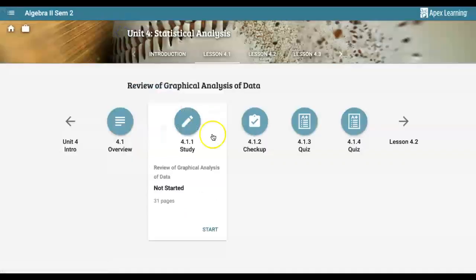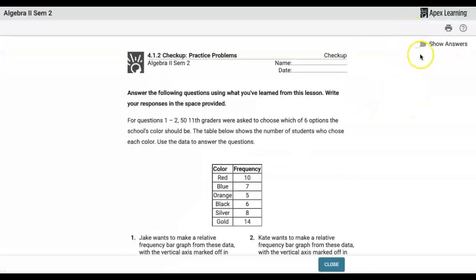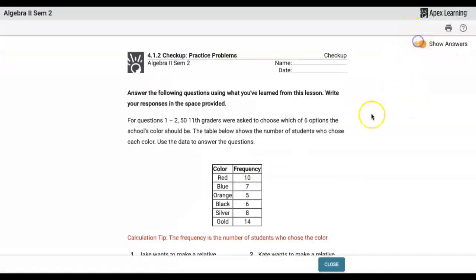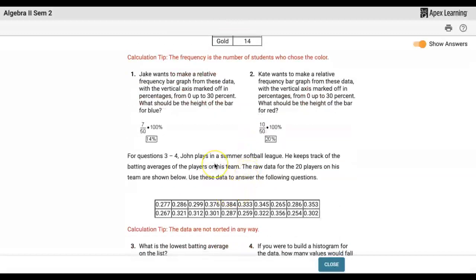So this was a long unit here. There were a lot of pages, so again, take your time with this. But if we go to our checkup, I always believe this is a really good test of whether or not you really understand it. And this one's going to ask you to do some basic calculations here, so pay attention to those.